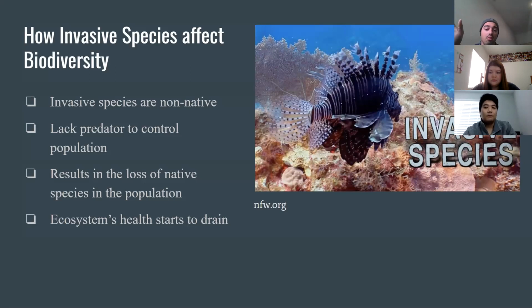The picture on the right is a lionfish. It is a very common invasive species. These lionfish have none to minimal predators, so they are the predator. They affect the coral reefs and marine ecosystem by 79%.